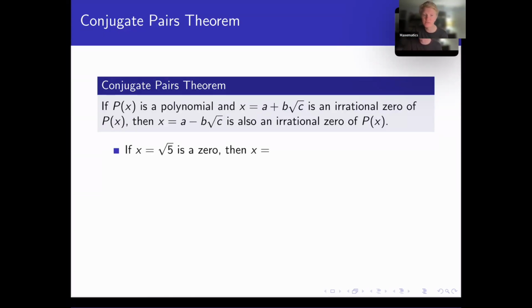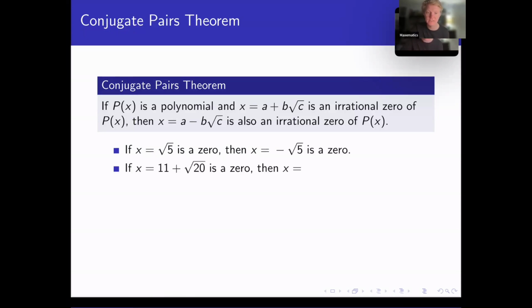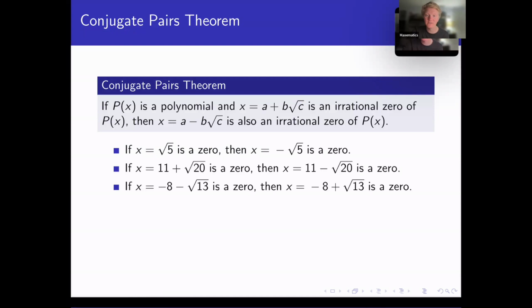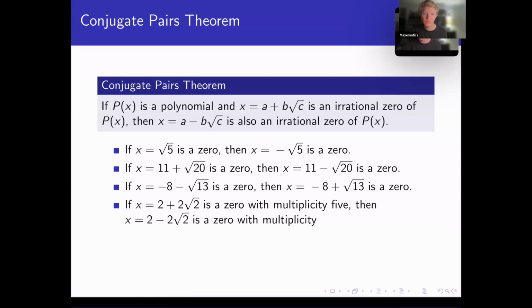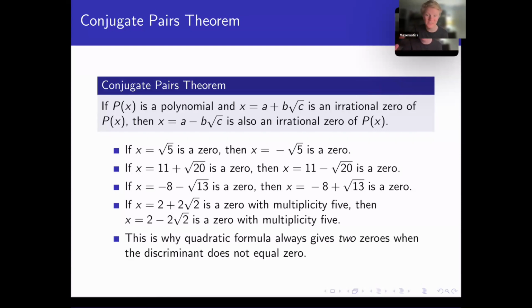Well, if x equals square root of 5 is a zero, then x equals negative square root of 5 is a zero. If x equals 11 plus square root of 20 is a zero, then x equals 11 minus square root of 20 is a zero. If x equals negative 8 minus square root of 13 is a zero, then x equals negative 8 plus square root of 13 is a zero. If x equals 2 plus 2 square root of 2 is a zero with multiplicity 5, then x equals 2 minus 2 square root of 2 is a zero, also with multiplicity 5. And this is a perfect example as to why the quadratic formula always gives 2 zeros when your discriminant doesn't equal 0.